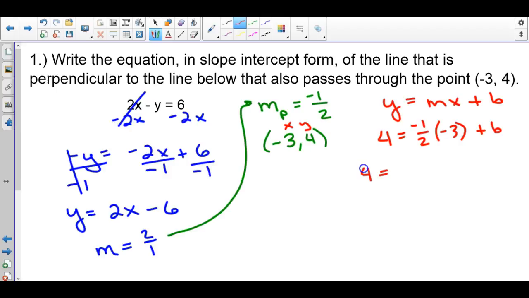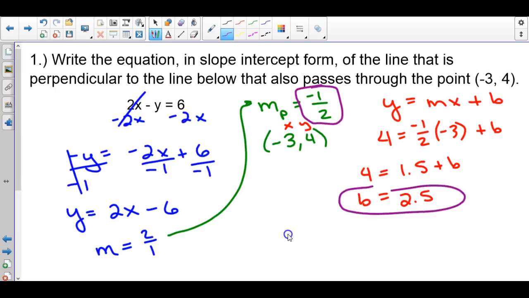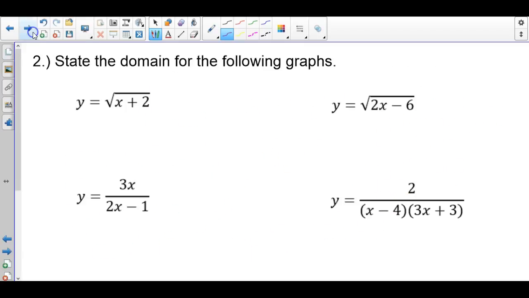So 4 equals -0.5 times -3 is positive 1.5 plus b. So I'm going to subtract the 1.5 on both sides and get a y-intercept of 2.5. So at the very end of this, I know that my perpendicular line is going to have this slope and this y-intercept. So I can say y equals my m x plus my b. Alright, if it would have said parallel, that's the only difference really, you would have used a slope of 2 over 1 as well, and done the same thing over here to determine the y-intercept.